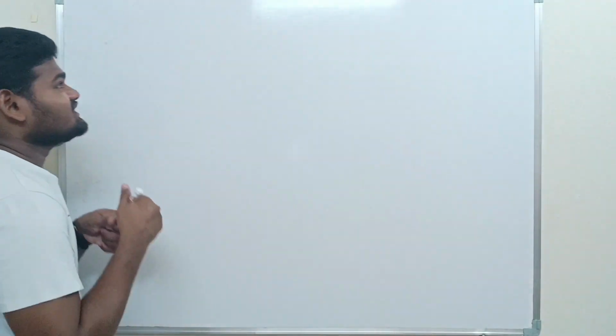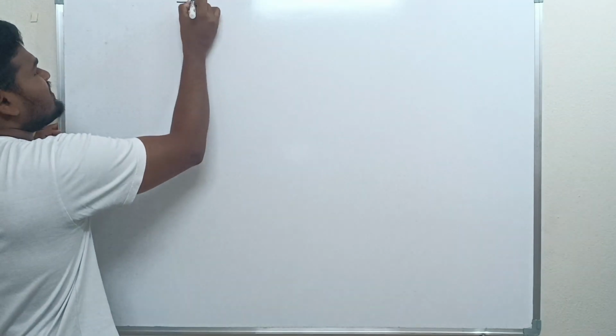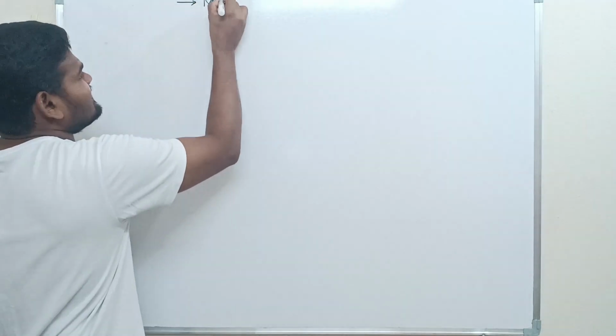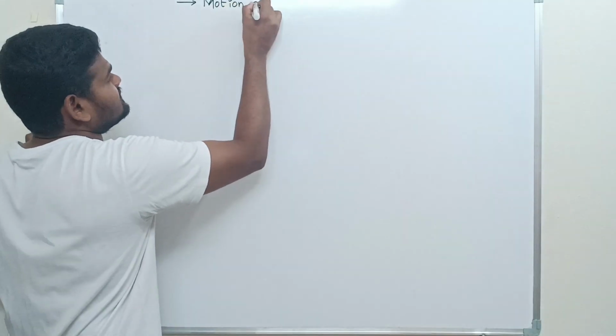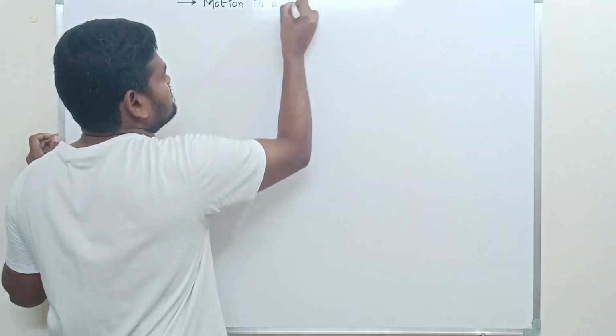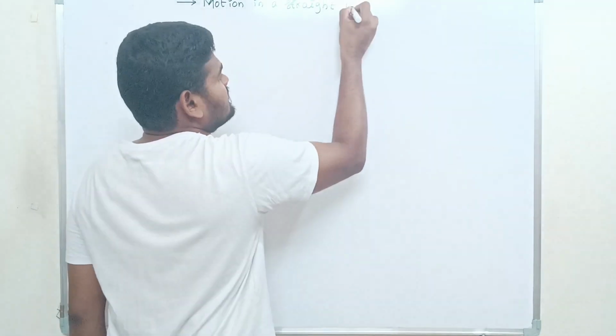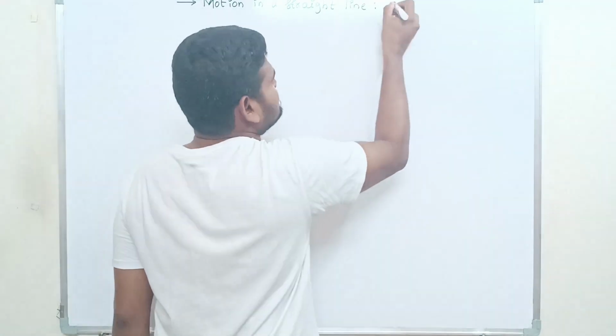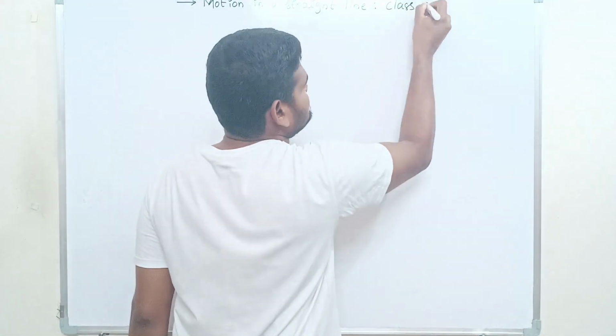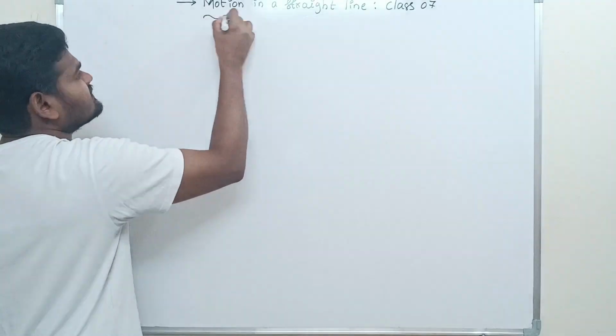Right. So what is the chapter going on? Motion in a straight line. And what is the class number? This is class number 07.